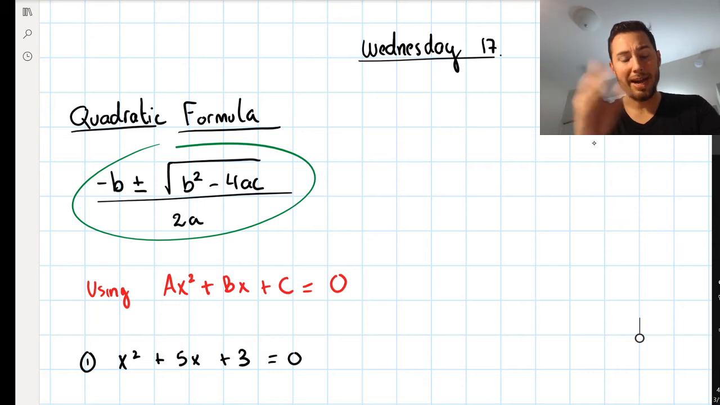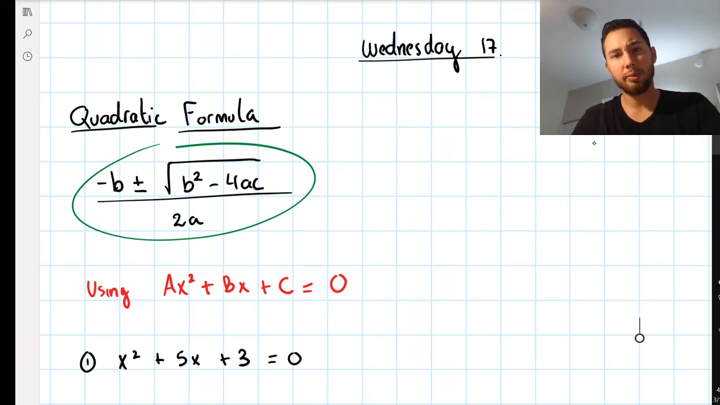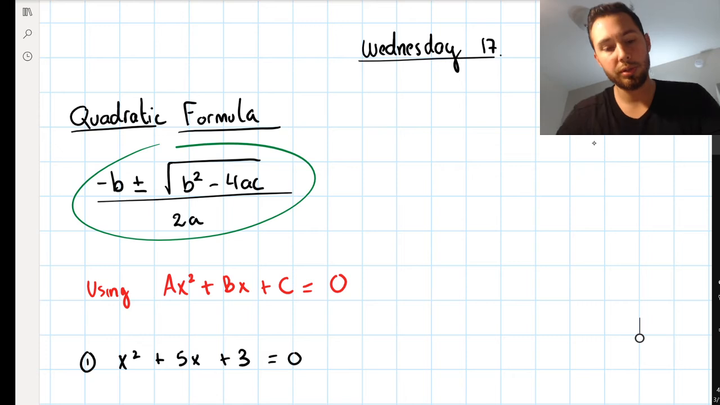Now, I like to split the quadratic formula into 3 parts. We're going to have our negative b, the discriminant, which is everything that's inside of the radical, and the over 2a. We're going to list them one by one, then we're going to put them together, and you'll get your answer. Now, let's do one so you see what I'm talking about.